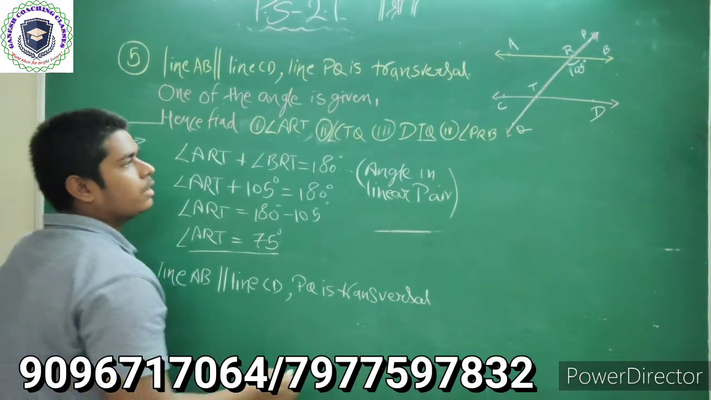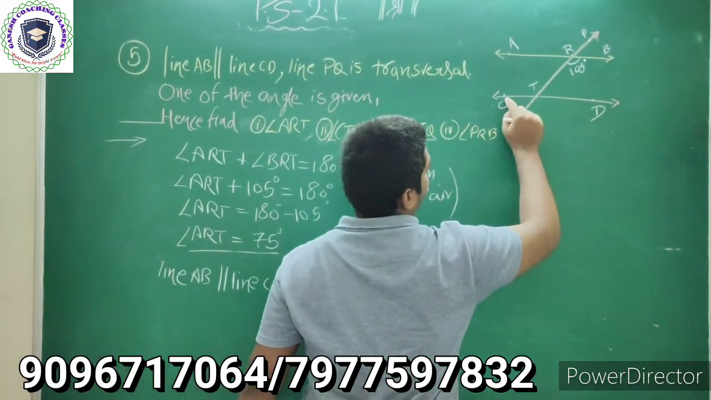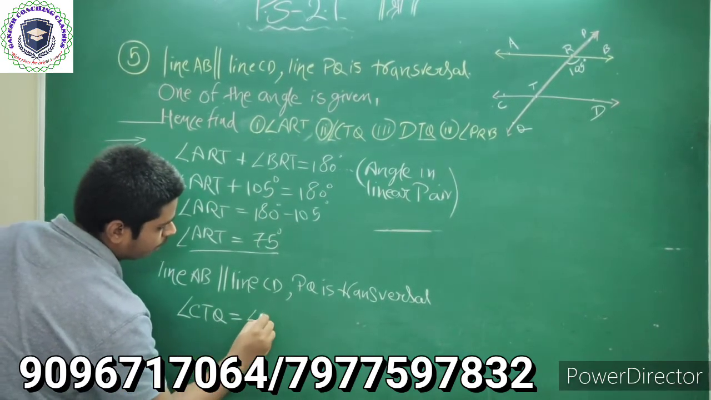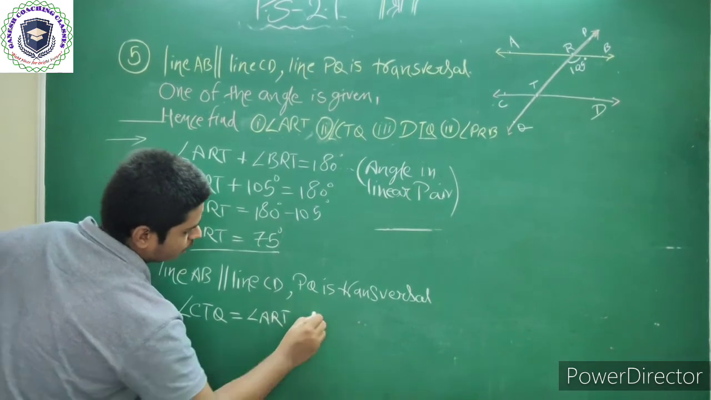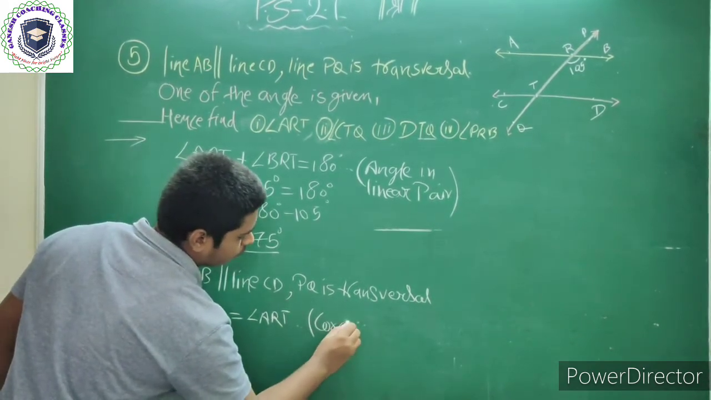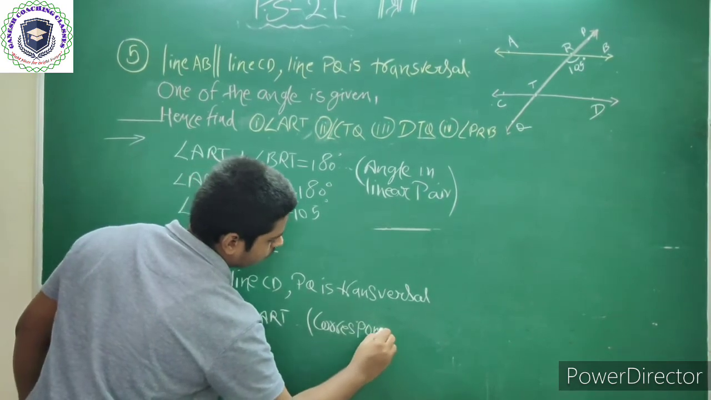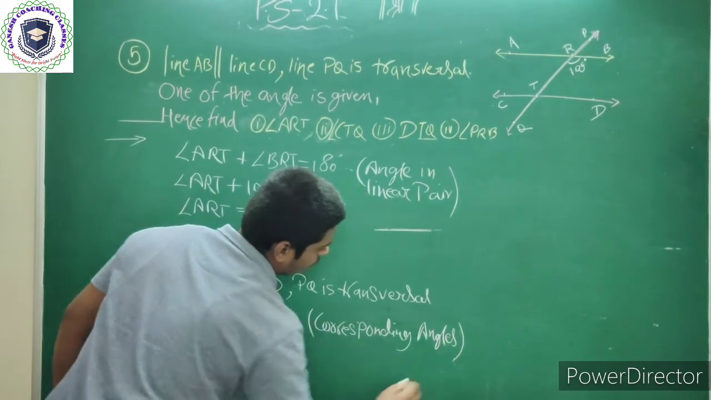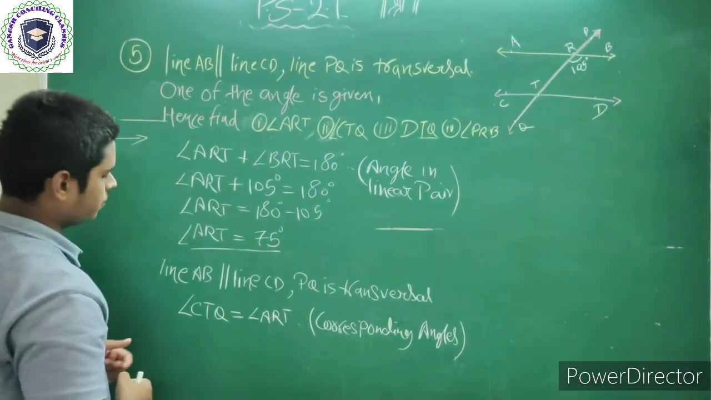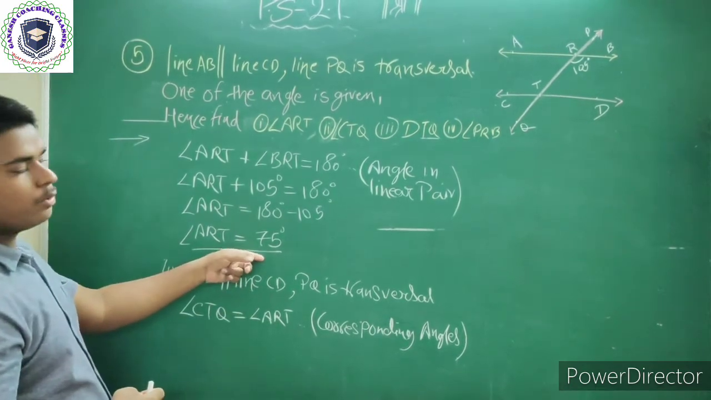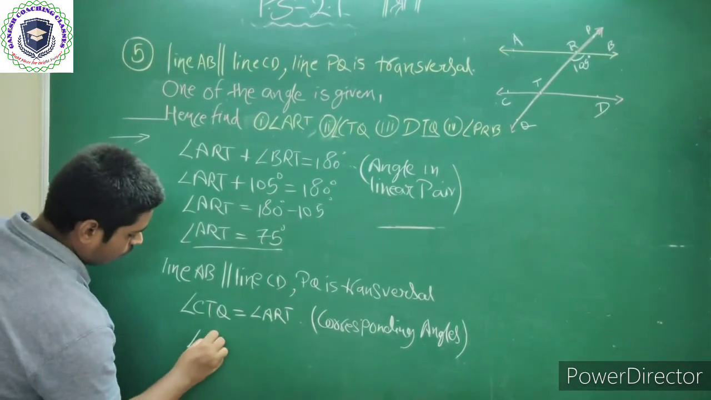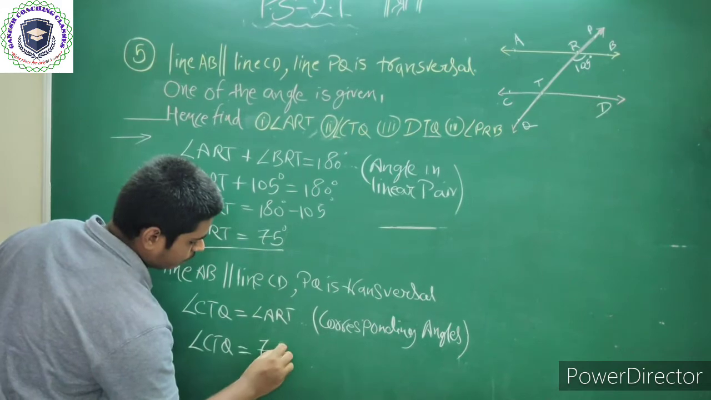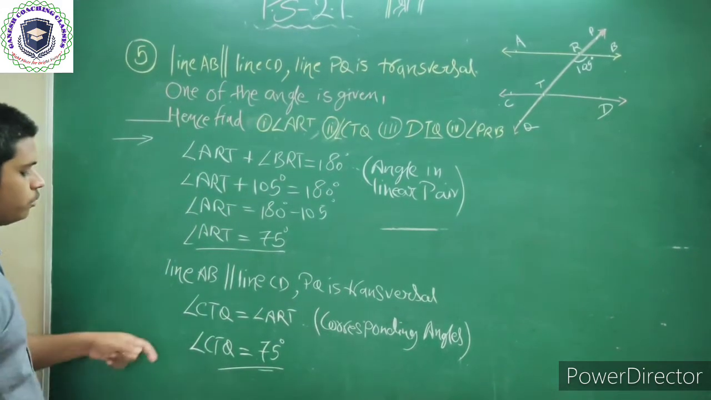Which two angles are corresponding angles? Angle ART and angle CTQ. So angle CTQ is equal to angle ART. The reason is corresponding angles, by the corresponding angles theorem. What is the value of ART? We found it to be 75 degrees. So the measure of angle CTQ will be 75 degrees. So here we solved two angles.